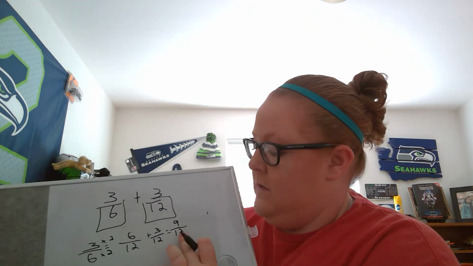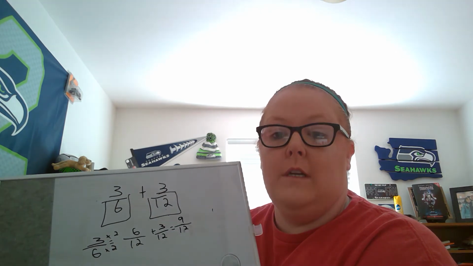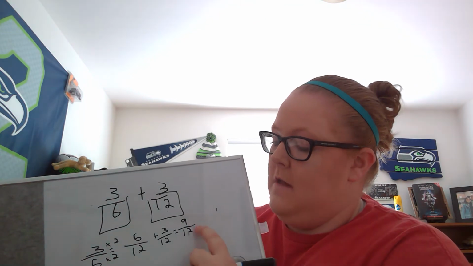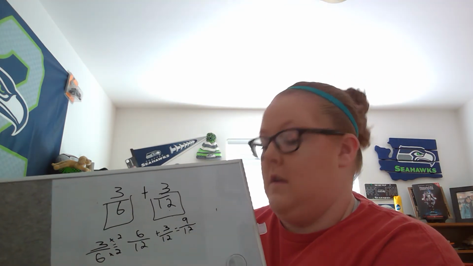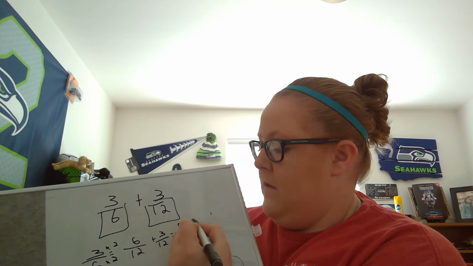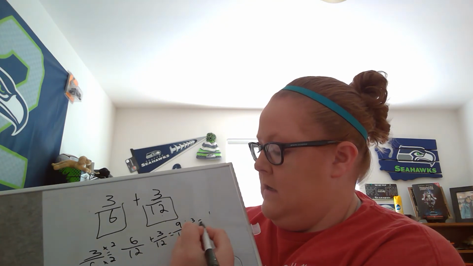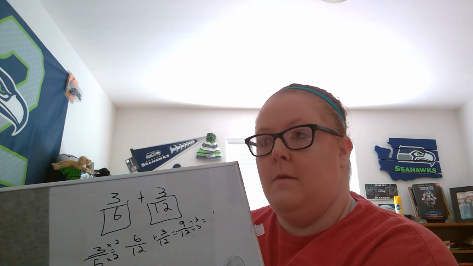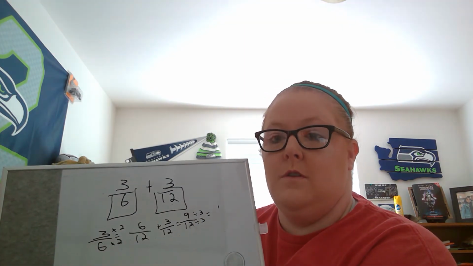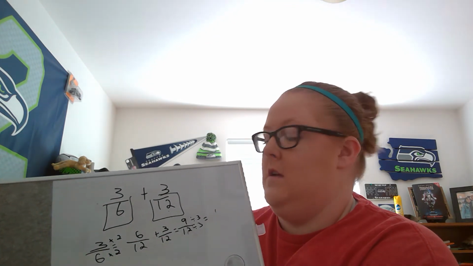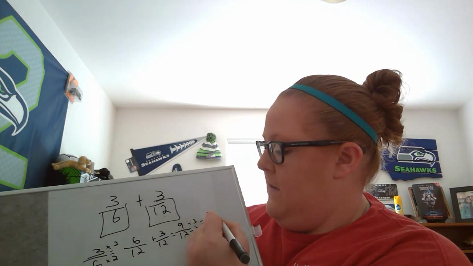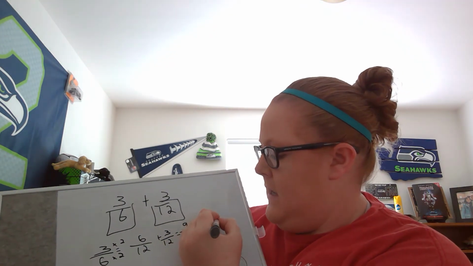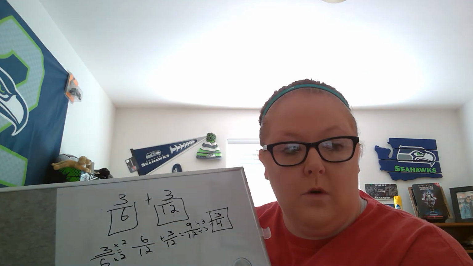Can that be reduced? Here's another vocab word: reduce, simplify. Those are the same things. Can our 9 and 12 be reduced? Yes. We're going to reduce it by 3s. So 3 goes into 9 how many times? 3 times 1 is 3. 3 times 2 is 6. So what's 3 times 3? 9. Very good. So it's going to be our 3. And how many times does 3 go into 12? 4. Very good. So our answer is 3 over 4.